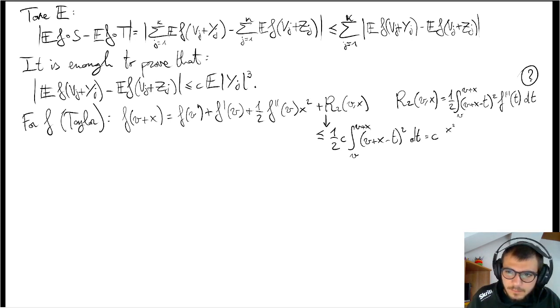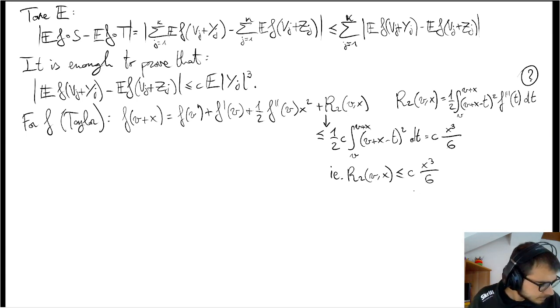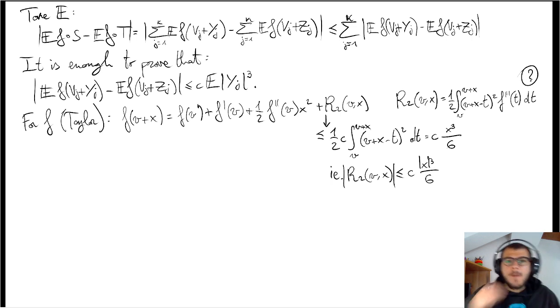Which is this? So the remainder is bounded by some constant c that multiplies x to the third power divided by 6, and this is taken in absolute value. The absolute value of this is bounded by the absolute value of that. So we bounded the remainder, and by bounding the remainder, we do some kind of magic and get the result, basically.